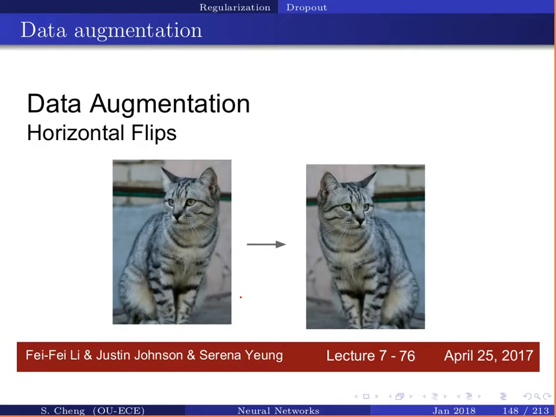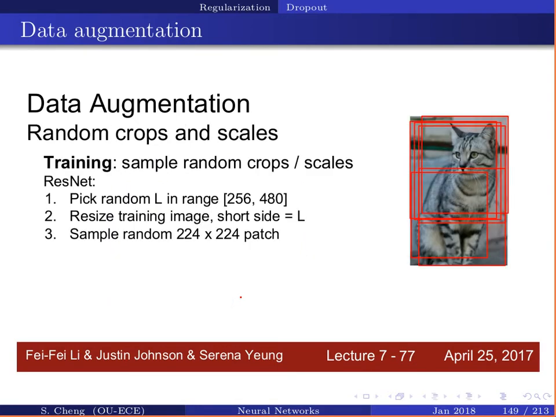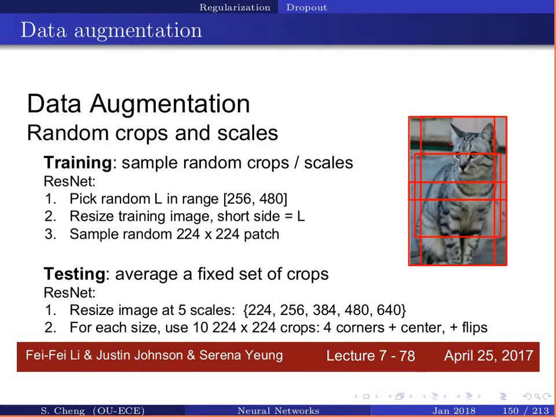For example, do a horizontal flip, or I can randomly crop this image. This is a cat, but if I only have this part, I still think it's a cat. And maybe if I only see this part here, I am still able to think it's a cat. Then you can get much more data. And as I mentioned, you can resize and use different scales.